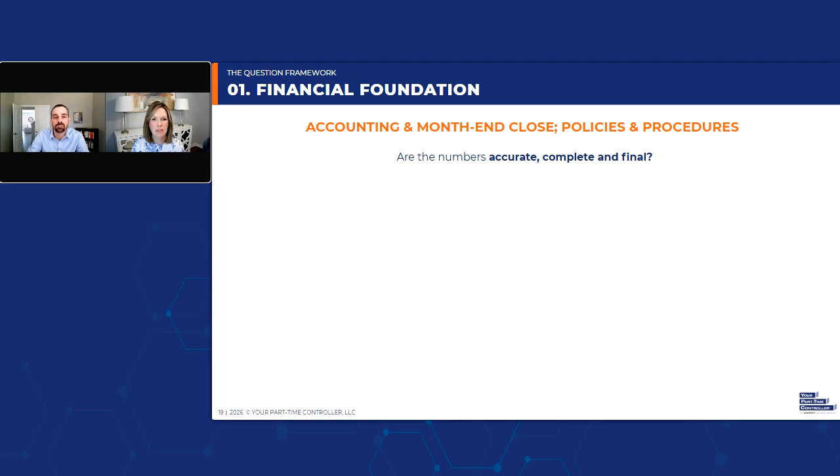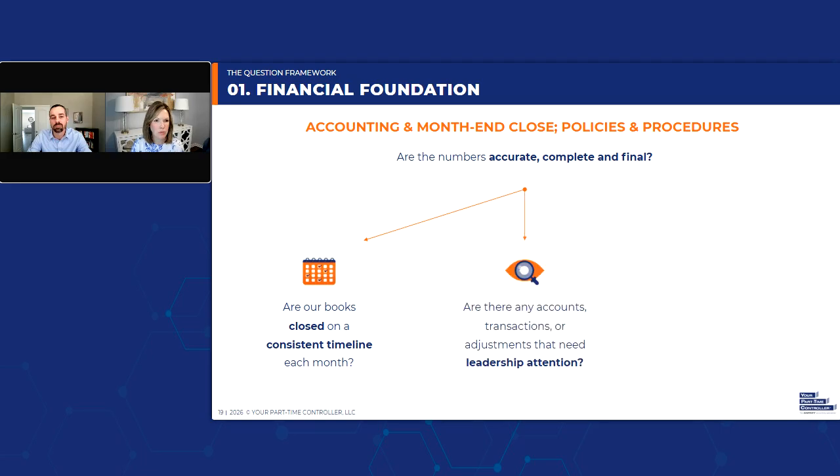Let's give an example of a simple question leadership could ask. Are the numbers accurate, complete, and final? For the finance team, that breaks down into, are our books closed on a consistent timeline each month? Are there any accounts, transactions, or adjustments that need leadership attention? And what information is still missing, delayed, or dependent on other teams?